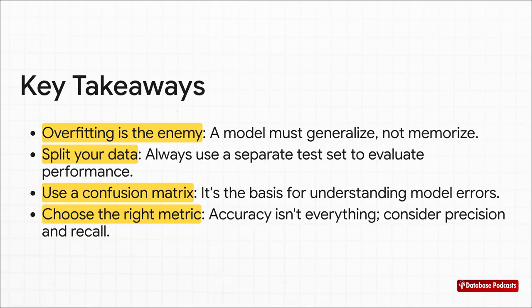2. To check for that, you must split your data, no exceptions. 3. Get comfortable with the confusion matrix. It tells you how you're wrong, not just that you're wrong. And 4. Pick the right tool for the job. Accuracy is not the whole story. You have to think about what matters more for your specific problem, precision or recall.